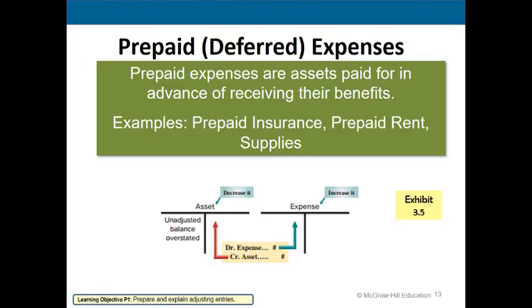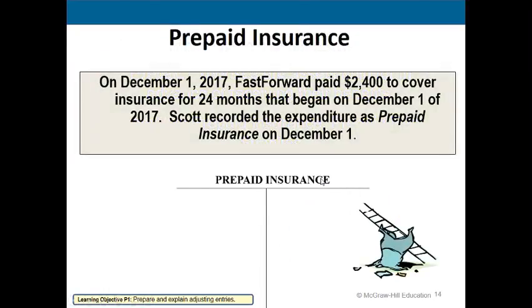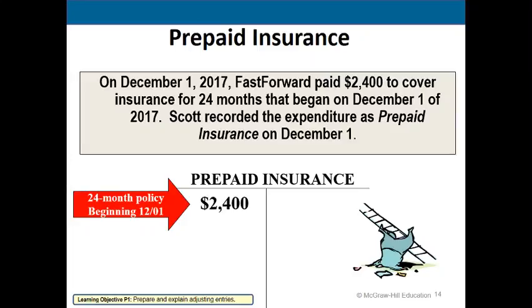When you make your adjusting entry for these prepaid expenses, you're going to reduce the asset account and you're going to increase the appropriate expense account. So here's our example of insurance paid to cover 24 months beginning December 1 of 2017, and for the month of December of 2017, we start with our payment. We list it as an asset called prepaid insurance, so that's our debit, and our credit is to cash.